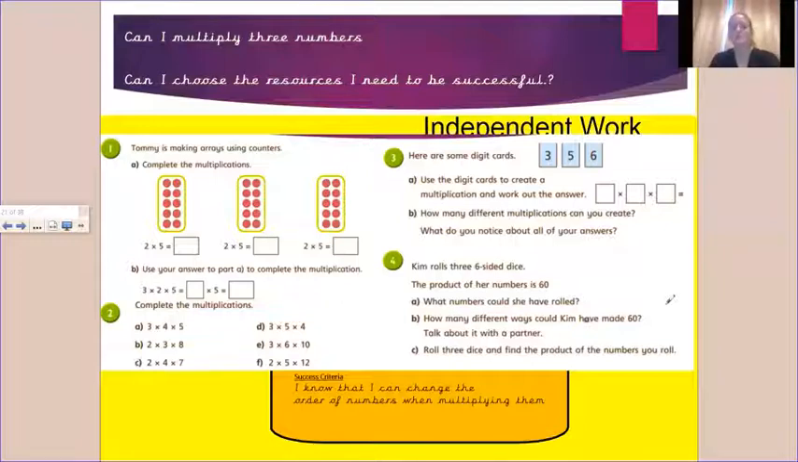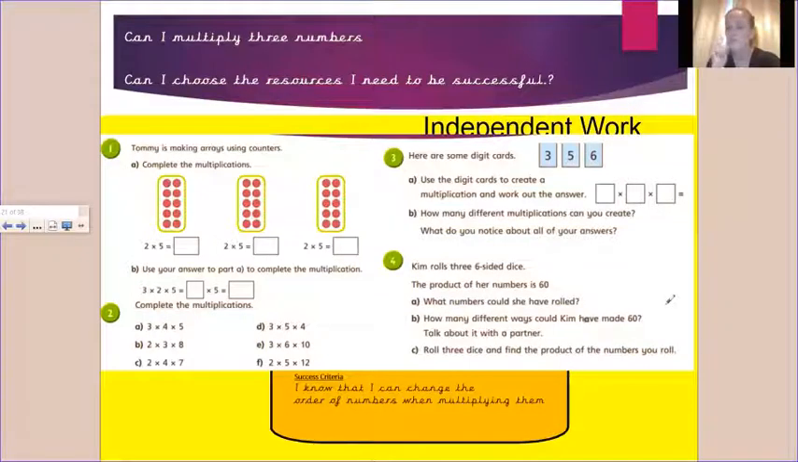And then the last question, Kim rolls 3 6-sided dice. The product of her number is 60. So that product means the answer to the multiplication question. How many different ways could Kim have made 60? Talk about it with a partner, or talk if you need to talk to someone. If your adult is free, you can talk to them. If you've got a sibling at home, talk to them. If you don't, that's okay. You don't need to talk to them, and just see how many different ways you can make 60 using 3 different numbers on a dice.